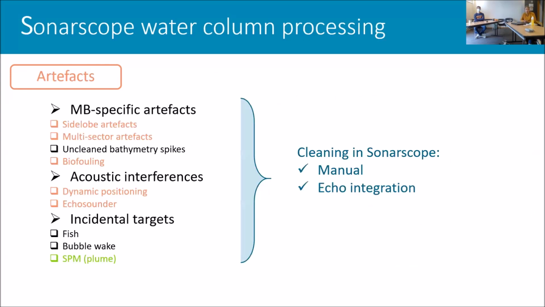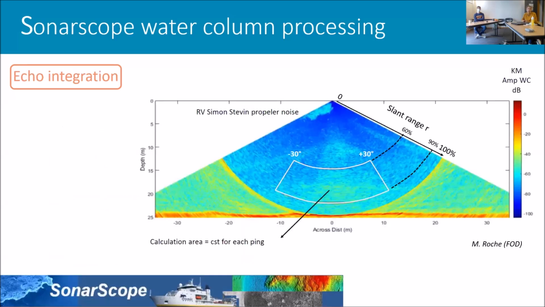So in the TIMBERS project, we try to avoid most of these artifacts in red by an adequate setting and a good sampling strategy, and the remainder of the artifacts can then be deleted afterwards in SonarScope. So there are two approaches. Option 1 is you manually scroll through each polar echogram and you delete those polar echograms with a lot of artifacts in them. Or the second option is you use the echo integration function from SonarScope.